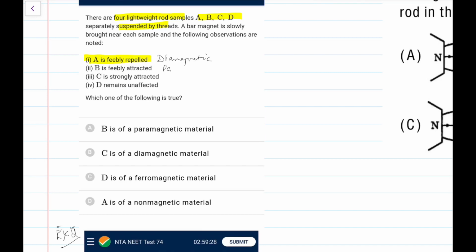B is feebly attracted, so you will say it to be para. So B is para, you have this option, go for option A. C is strongly attracted, that means it would be ferro. D remains unaffected, that means it's a non-magnetic material. So as per the options, only B is coming out to be correct.